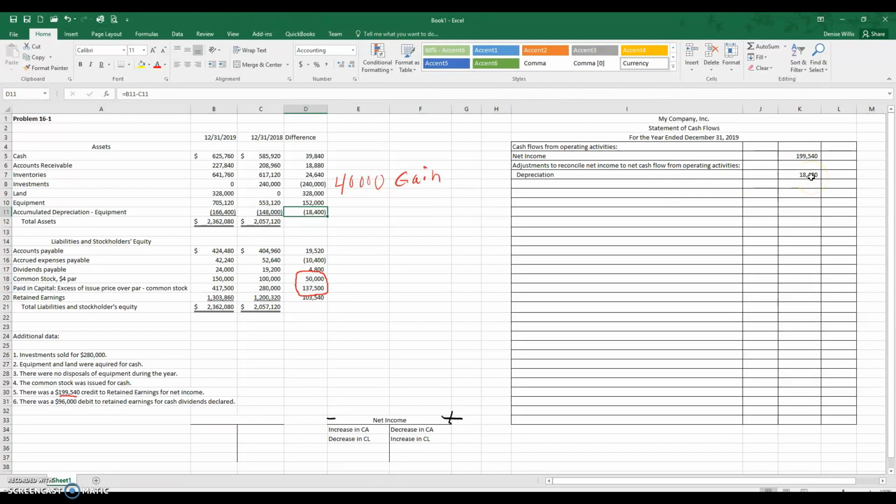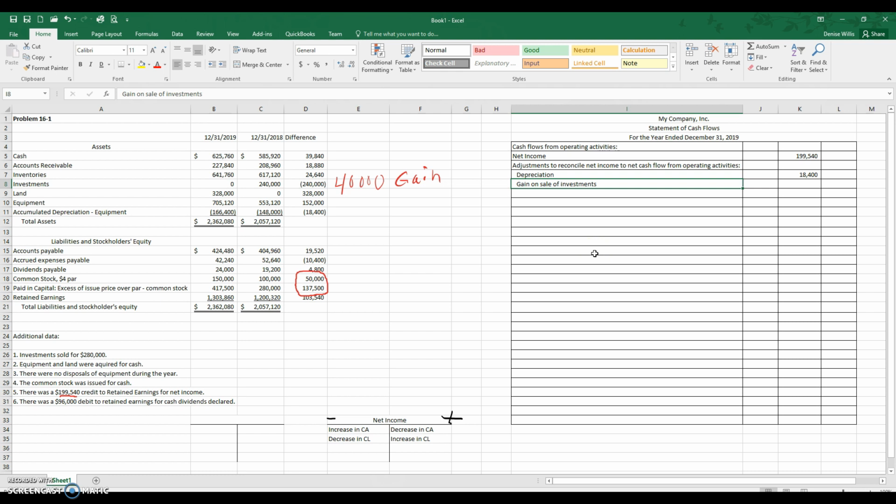Because this is a statement of cash flows, basically we're trying to reconcile between net income that's done on an accrual basis to a cash basis. Depreciation didn't cost us any cash, so we're going to add it back. And that's step one. Next, we are going to add back our gain on sale of investments. Okay, it's not that we didn't have a gain, we certainly did, but the gain on sale of investments we're going to deal with in the investing section.